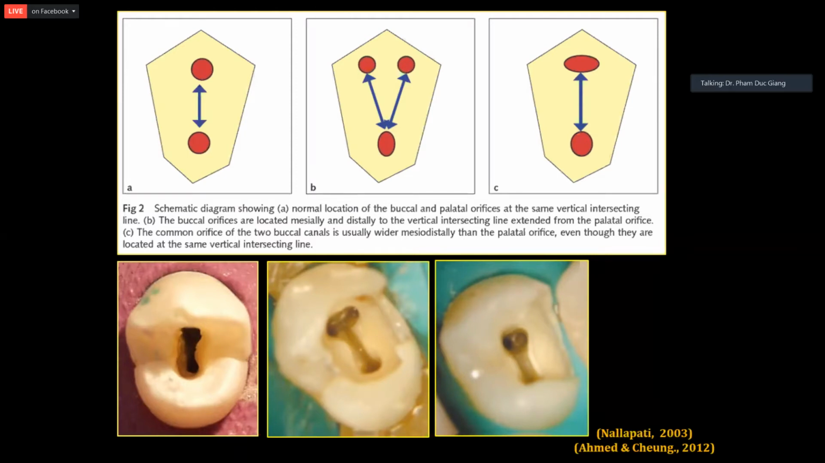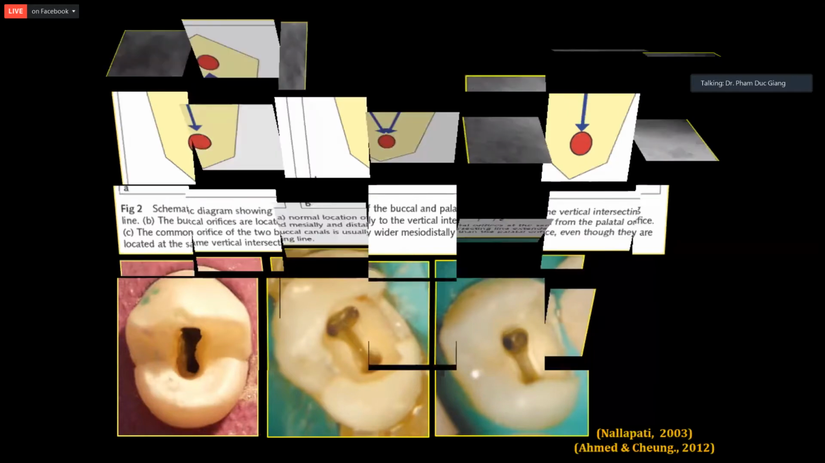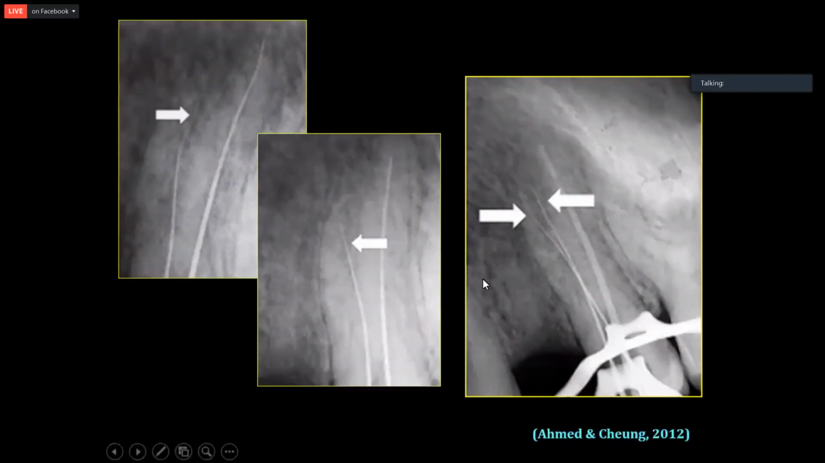Tiếp theo nữa, như bạn thường thấy trên hình ảnh bên trái, đó là hình thể giải phẫu xoang một tủy thông thường trên răng có một ống tủy trong một bên ngoài. Còn ở bên phải, ở hình giữa đấy, đó là hình ảnh mà bởi vì nó có ba ống tủy cho nên hình thái giải phẫu của xoang một tủy sẽ khác đôi chút.